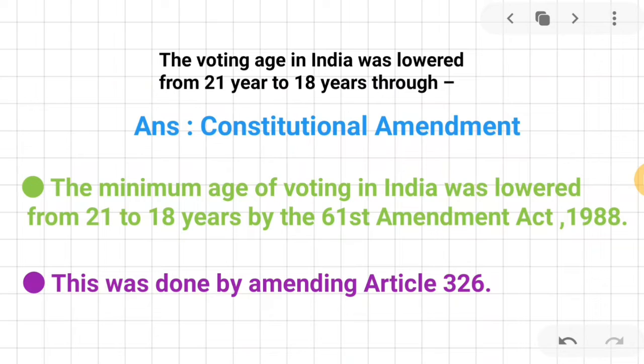by the 61st Amendment Act 1988, and this was done by amending Article 326, which is related to the election of MLAs and the legislature. Okay.